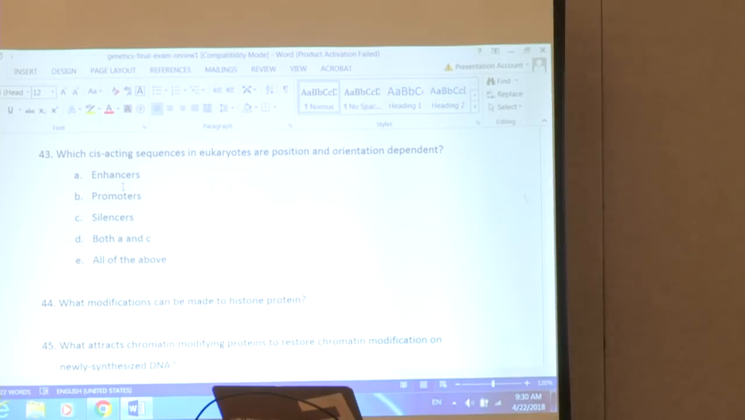So what attracts chromatin modifying proteins? That would be hemimethylated DNA, right? Because we know DNA replication is semi-conservative, so each of our new strands is going to be half parental, half daughter. And if it's half parental, then half of the new DNA will be methylated. So that's why hemimethylated DNA is attracting these modifying proteins. And the modifying protein in this case would be maintenance methyltransferase, right? So that's going to restore the methylation pattern to our new strands of DNA.